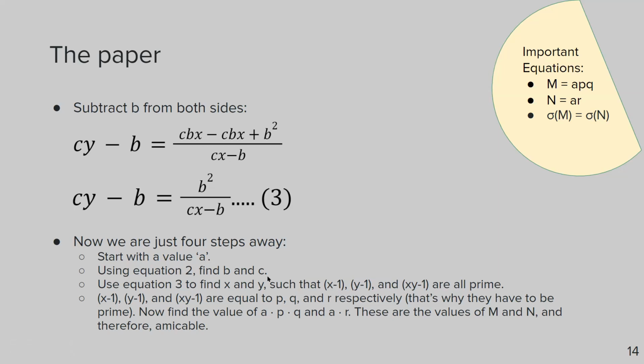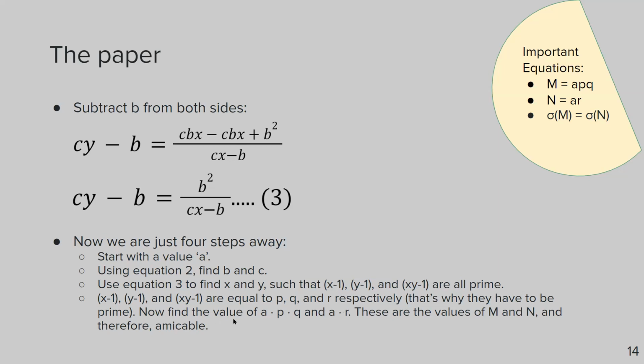Using equation 2, find b and c. Equation 2 is this, so you can find b and c. And then use equation 3 to find x and y, such that x minus 1, y minus 1, and xy minus 1 are all prime. Remember that x minus 1, y minus 1, and xy minus 1 are p, q, and r, which are prime. So x minus 1, y minus 1, and xy minus 1 are equal to p, q, and r respectively.